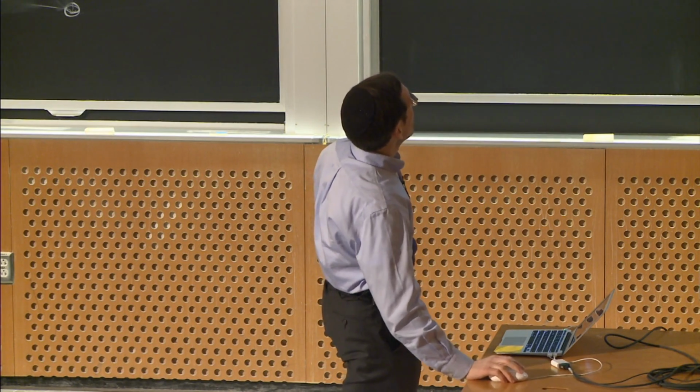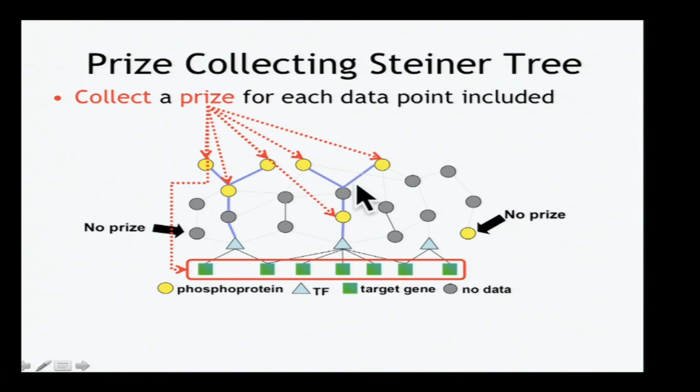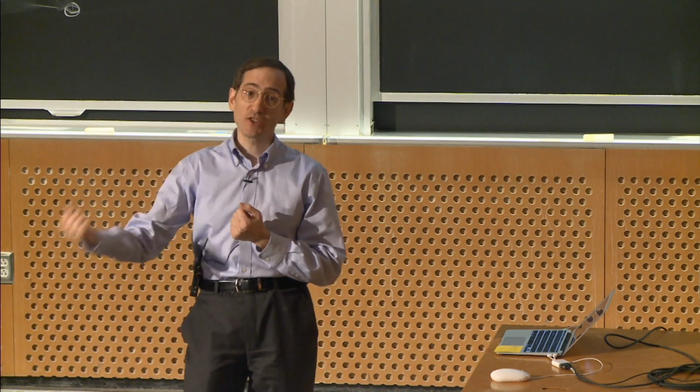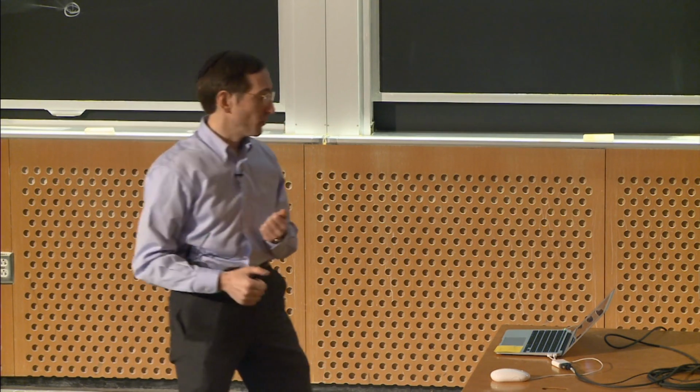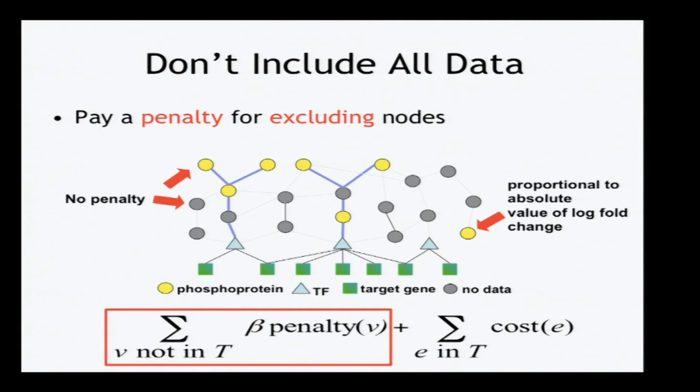And now I ask the algorithm to try to connect up all the things it can. Every time it includes a node for which there's data, it keeps the prize. But it had to add an edge, so it pays the cost. So there's a trade-off for every node. If the algorithm wants to include this node, then it's going to pay the price for all the edges, but it gets to keep the node.